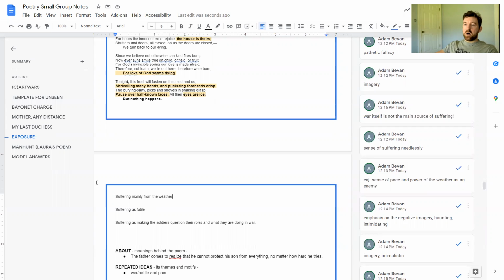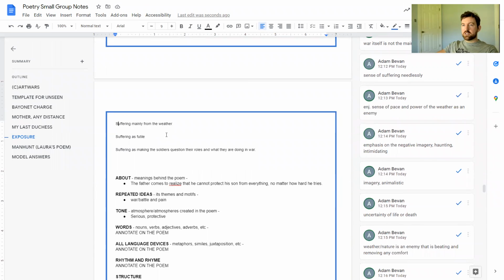So I would start still with my point. One of the major ways in which Owen presents the suffering of the soldiers is through it being mainly from the weather.